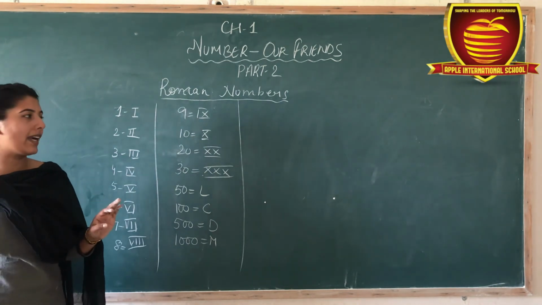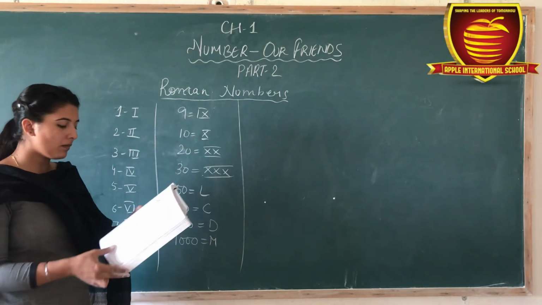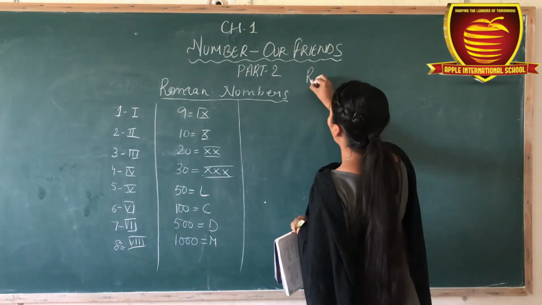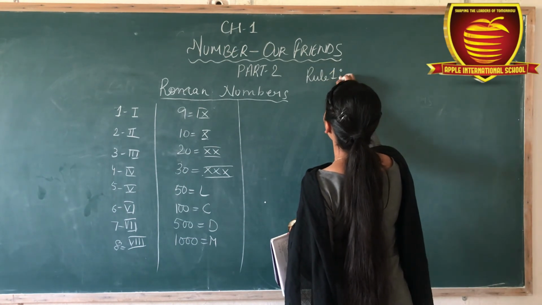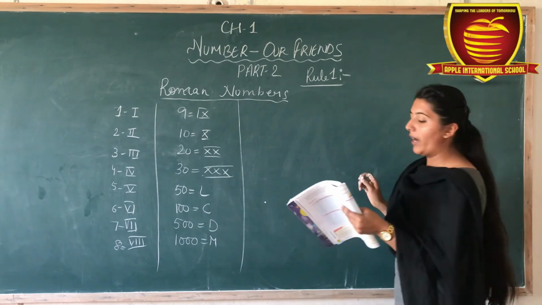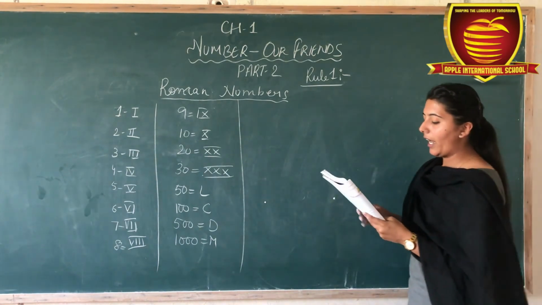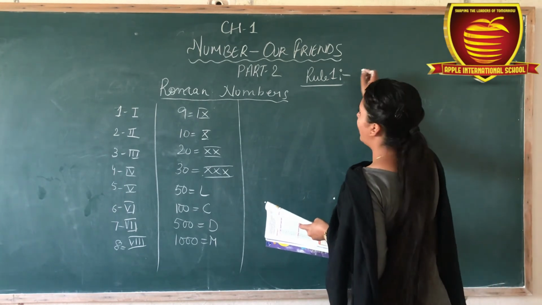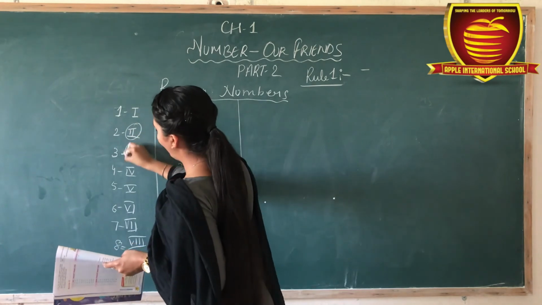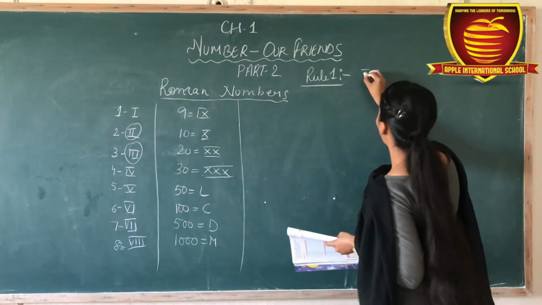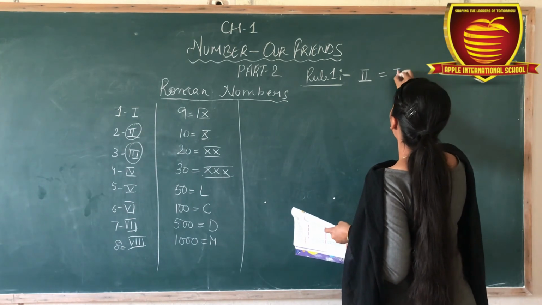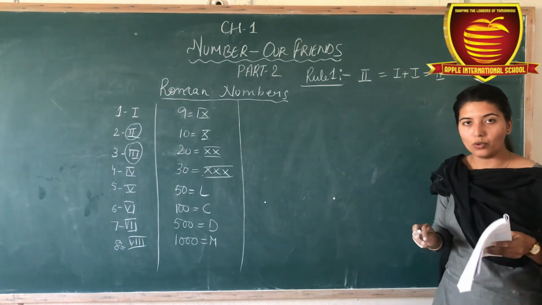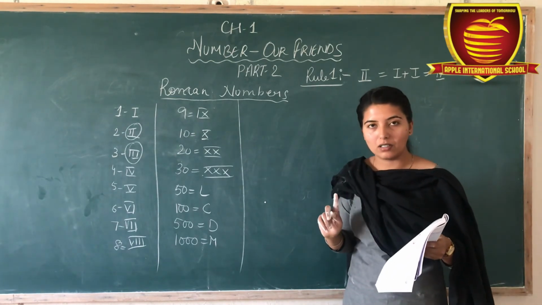Okay. Now for writing the Roman numbers, firstly we have to discuss some rules. So rule number one is, if a symbol is repeated one after the other, here you can see that symbols are repeated. If we talk about 2, 1 plus 1 is equal to 2. Okay, this is the first rule.